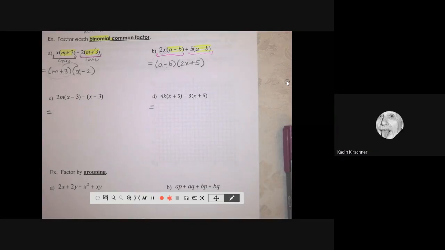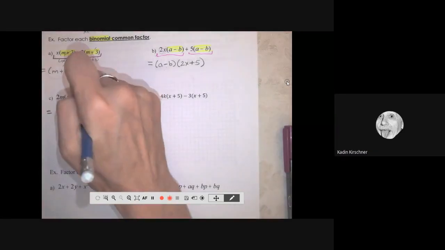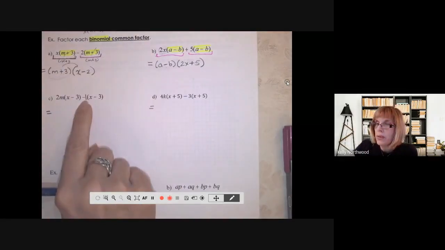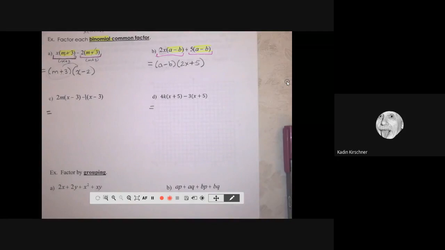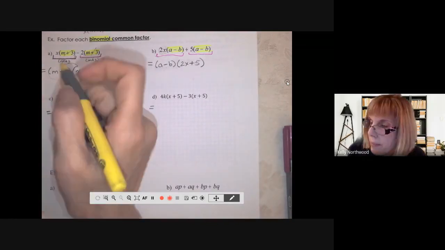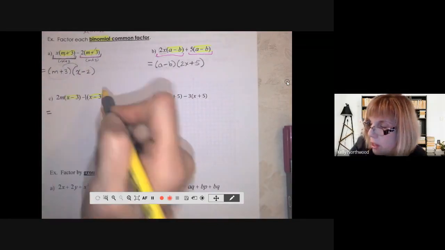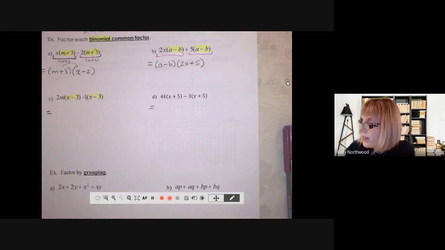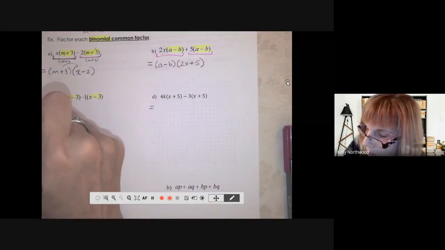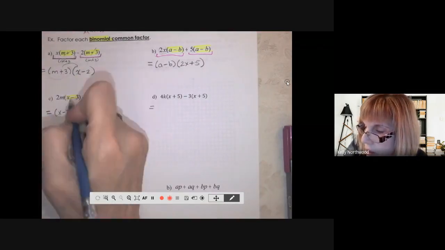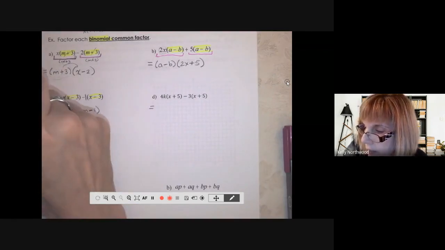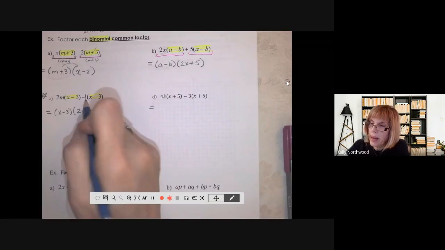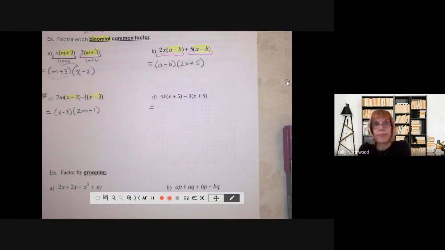For C, since there's a minus, do you just put the minus in front of the 2m? Nope, there's a -1 there. Oh, so did you just like have a -1 then? Yep, so your binomial common factor would be x minus 3. And the leftovers are 2m minus 1. Because that's really a -1. You just don't see the 1.